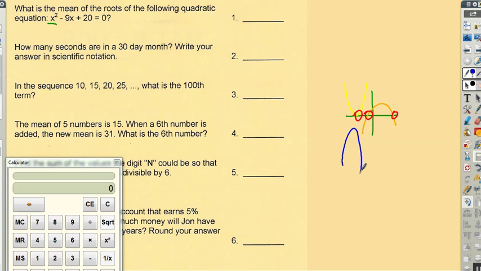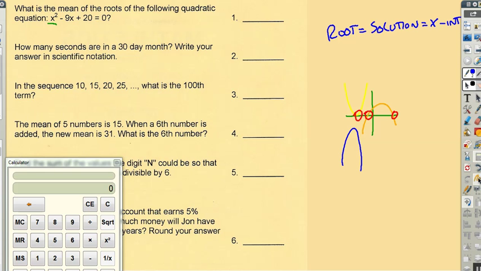So, root is another way of saying solution, which is also an x-intercept, where it crosses the x-axis on the graph. So, they are all synonyms. You need to be able to function with all of them.